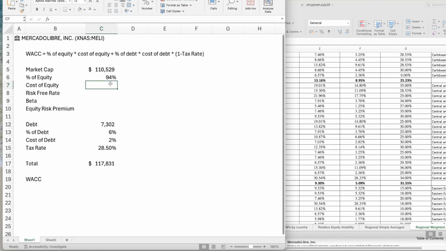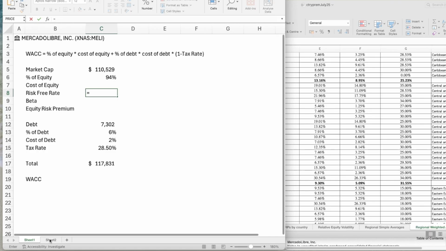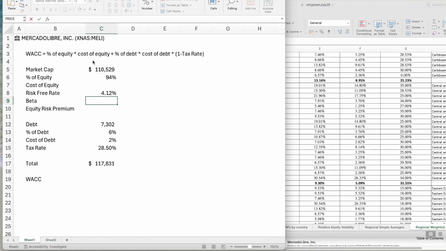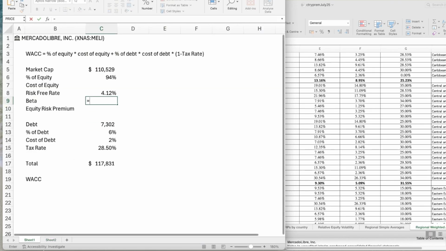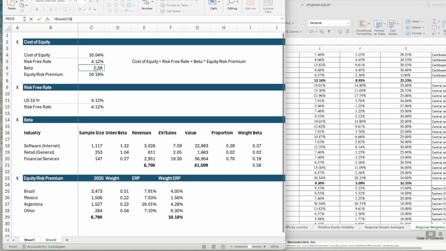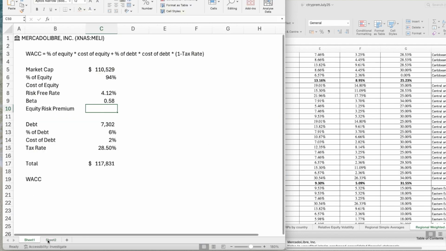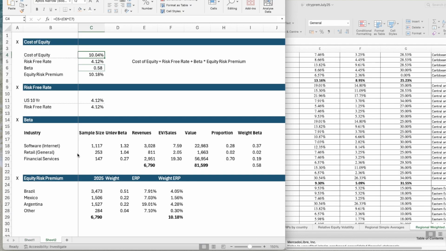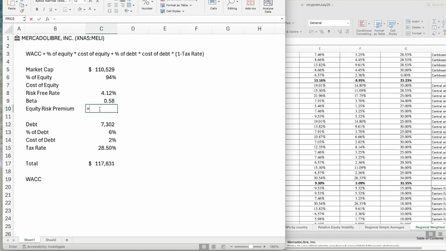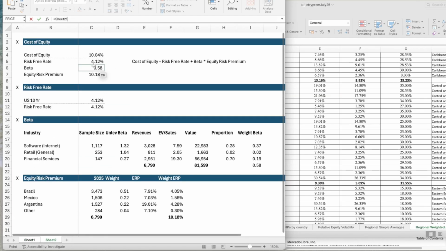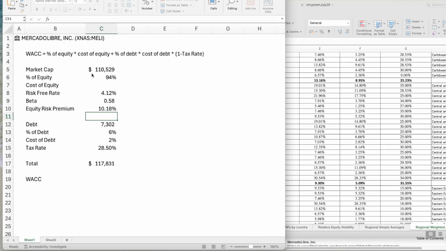Now we can put all of these on the WACC page, because it's good to have them there. So let's just do that again. It's the risk-free rate plus the beta multiplied by the equity risk premium.